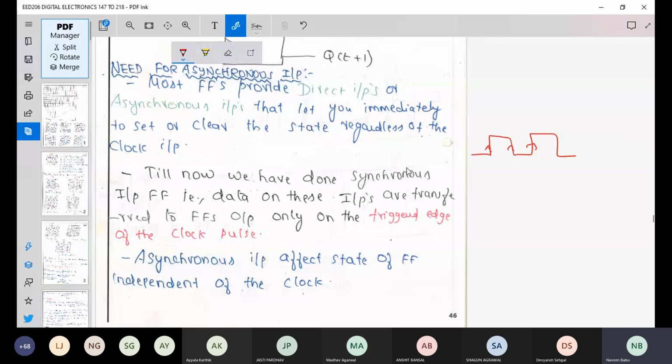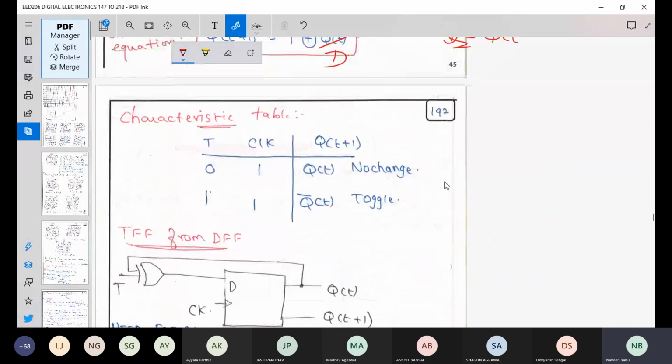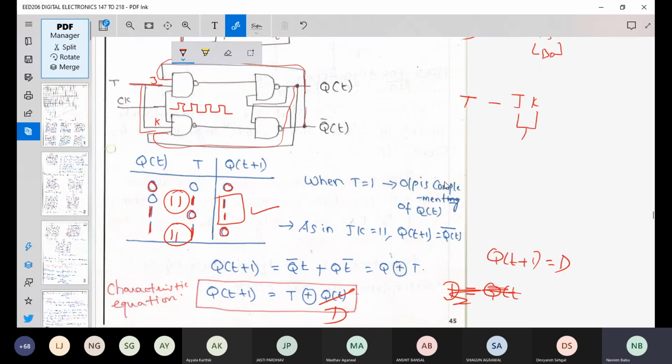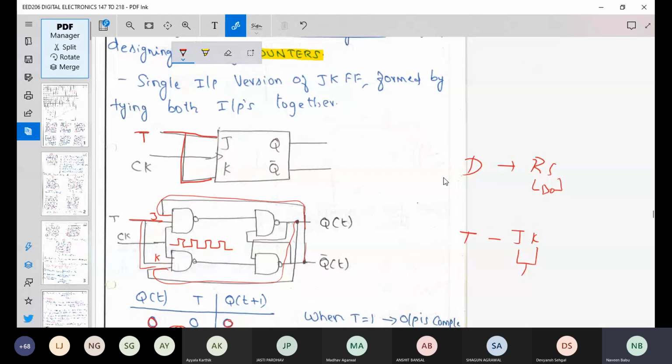This is an asynchronous input only, right? When you are feeding back your output, you cannot really determine at what time you will get inputs here and what time you will get inputs here because of this feedback. So we have to avoid this.